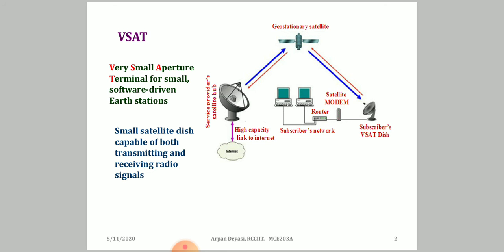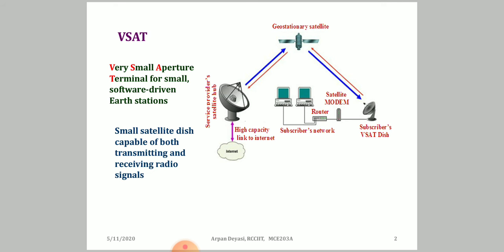So, in this context, I may recall to you that VSAT is nothing but a very small aperture terminal, which is the full form of VSAT. I think the first letters are mentioned in a different color so that you can identify them very clearly. So, it's a very small aperture terminal for small software-driven earth stations. And the small satellite dishes shown in the figure are capable of both transmitting and receiving the radio signals, as you may find very clearly.